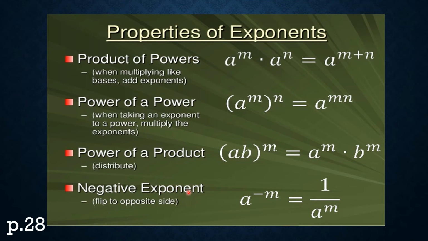Negative exponent. If we have a negative power, a negative exponent, flip to the opposite side. So you will flip it, you will move it to the denominator. As it was in the numerator, you will move it to the denominator, to become a positive number. Always, when you try to make this power positive, you will change their positions.